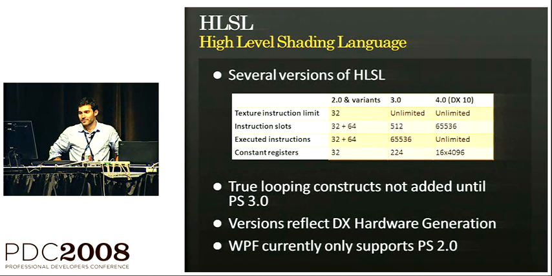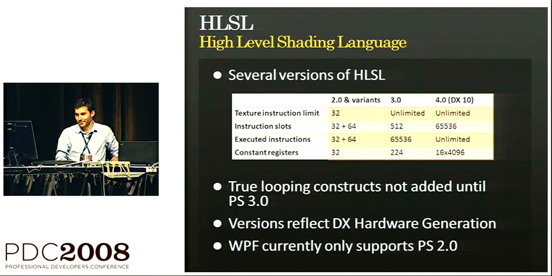But WPF supports the 2.0 version. You can see that the limitations are quite a bit lower than they are for 3.0 and 4.0. Pixel Shader version 2.0 was introduced with, I think, DX9. 3.0 also came out with DX9, and 4.0 is a DX10 only version. So you'll see a lot of DX9 cards will have PS3.0 support. Right now, there's no ability in WPF to use that, so you're limited to 2.0.